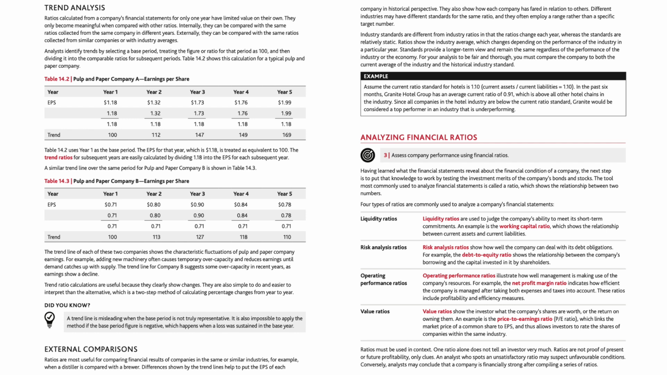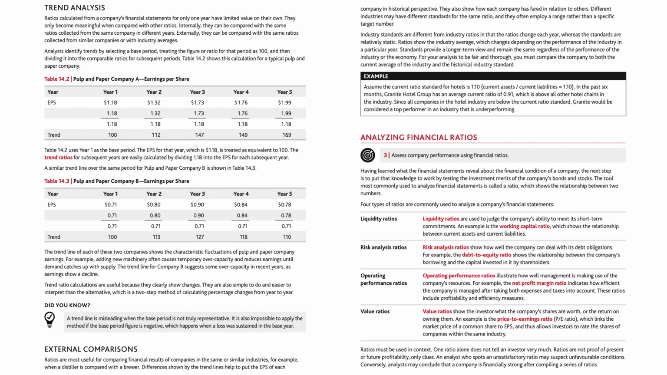Operating performance ratios illustrate how well management is making use of the company's resources. For example, the net profit margin ratio indicates how efficiently the company is managed after taking both expenses and taxes into account. These ratios include profitability and efficiency measures. Value ratios show the investor what the company's shares are worth or the return on owning them. An example is the price-to-earnings ratio, or PE ratio, which links the market price of a common share to earnings per share and thus allows investors to rate the shares of companies within the same industry.